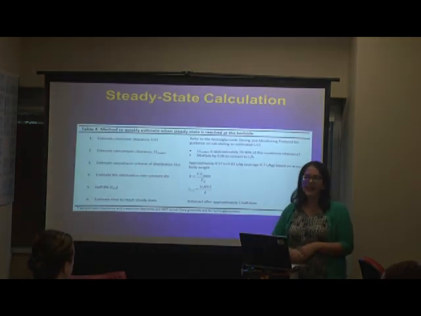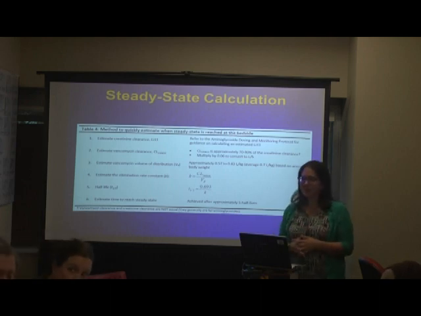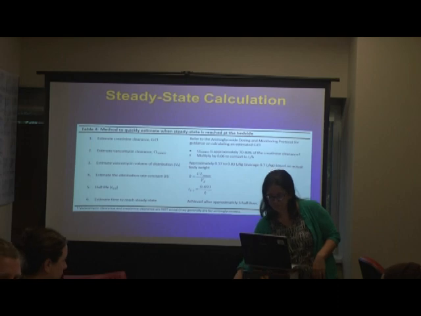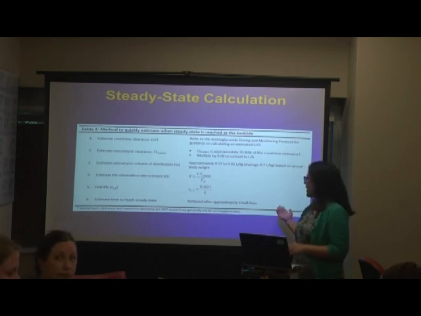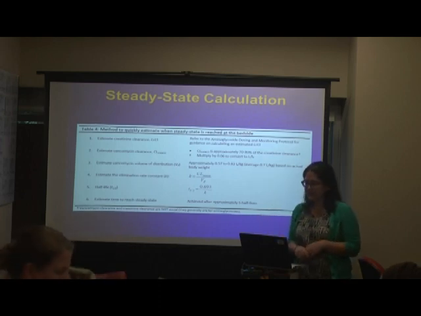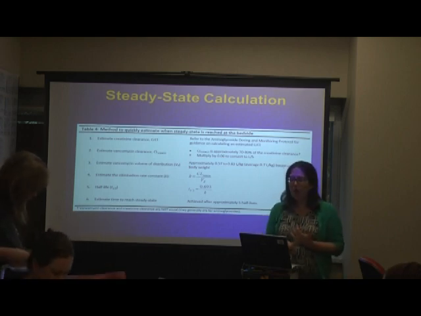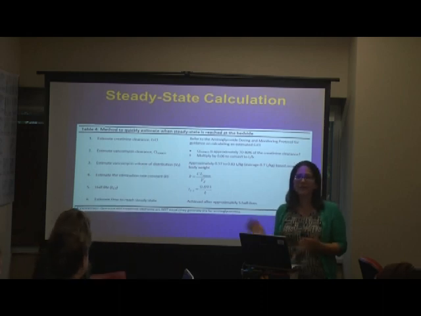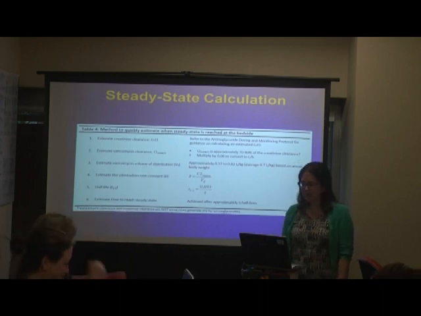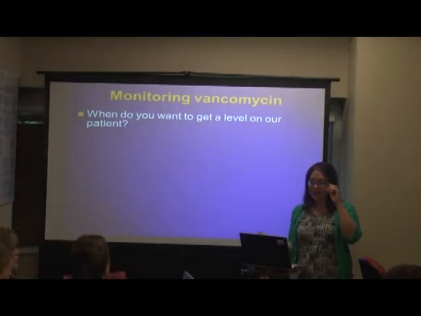So this is a steady state calculation that's also found in a guideline, and this is a way that you can determine when a patient may be at steady state. It takes a few things into account: the patient's creatinine clearance and their estimated volume of distribution, and then you're able to figure out after about 5 half-lives when their steady state may be. This is particularly useful if you have a patient who has poor renal function or is obese, because they're going to take a longer time to reach steady state, so you can use this equation to figure out when that might occur. So talking about our patient, when would you want to get a level on her?